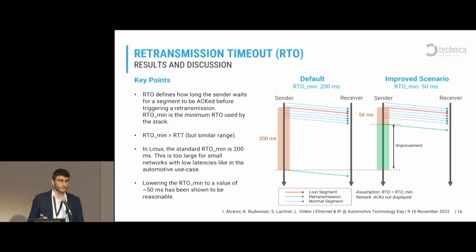Having this in mind, that we need to keep this value always larger than the round trip time, we can substantially reduce this value from the typical 200 milliseconds to be more adequate for automotive network properties, where we have lower latencies.